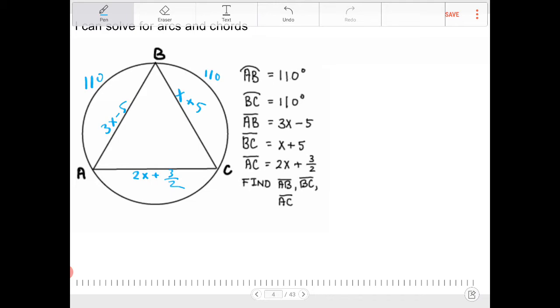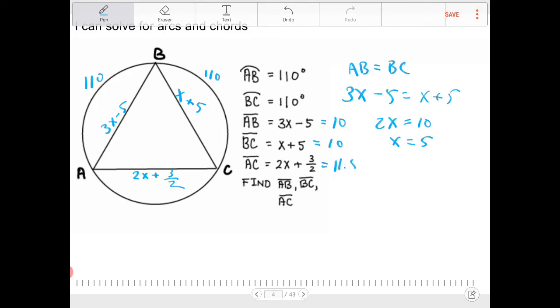Well, as it turns out, because arc AB and arc BC are the same, we can say congruent arcs will intercept congruent chords. So AB is in fact going to be the same as BC. Therefore we can say 3x minus 5 is equal to x plus 5. Subtract x and add 5 to both sides. We end up with 2x is equal to 10, or x is equal to 5. My goal is to find the length of chords AB, BC, and AC. So I'm going to substitute x back in. AB is going to be 10, BC is 10, and AC is going to be 10 plus 3 halves, or 11.5.